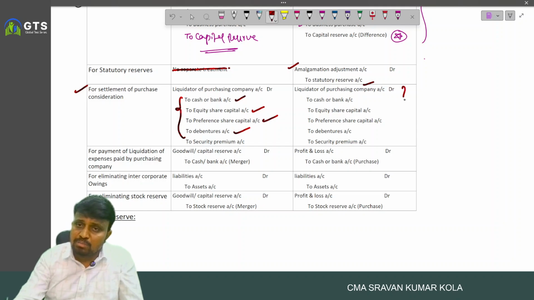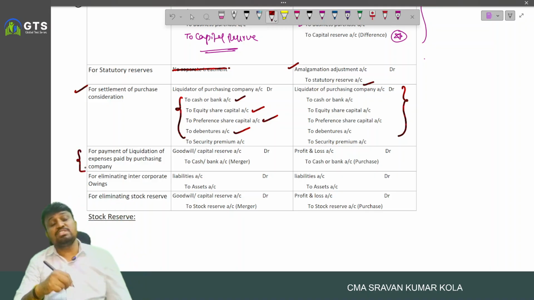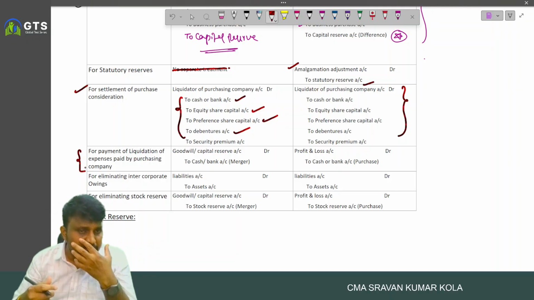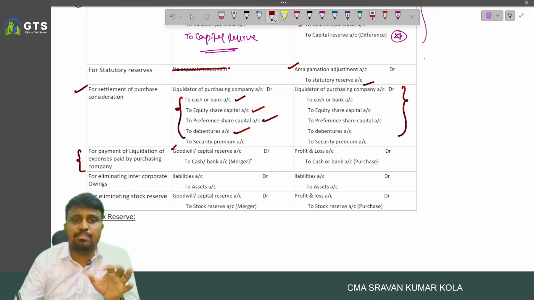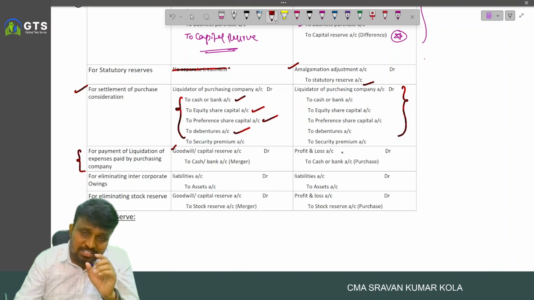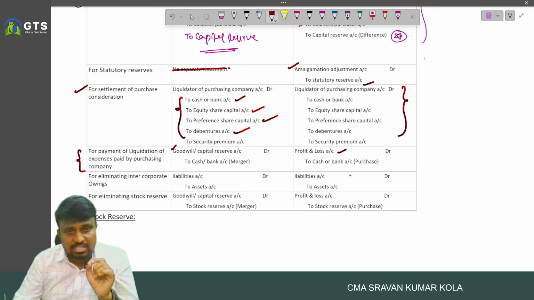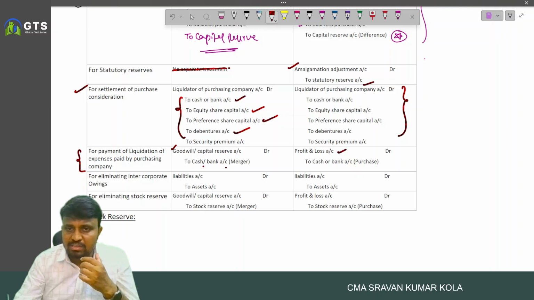And in case of the purchase method, it is also the same thing. If any liquidation expenses are paid by the purchasing company, in case of merger, that is adjusted to either goodwill or capital reserve. In case of the purchase method, that is adjusted to profit and loss account. Goodwill or capital reserve account debited to cash or bank. Here, profit and loss account debited to cash or bank.